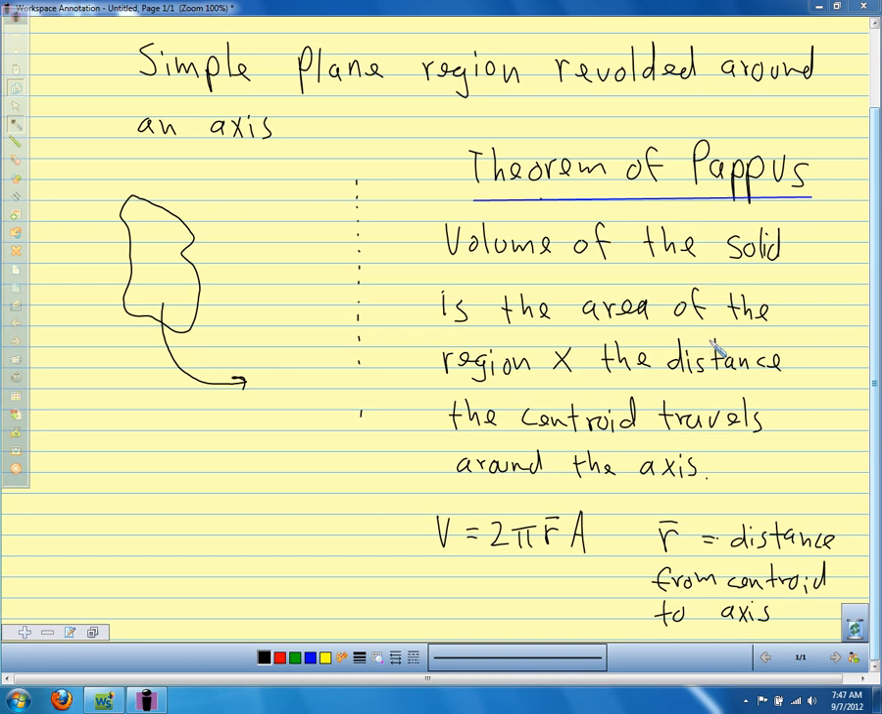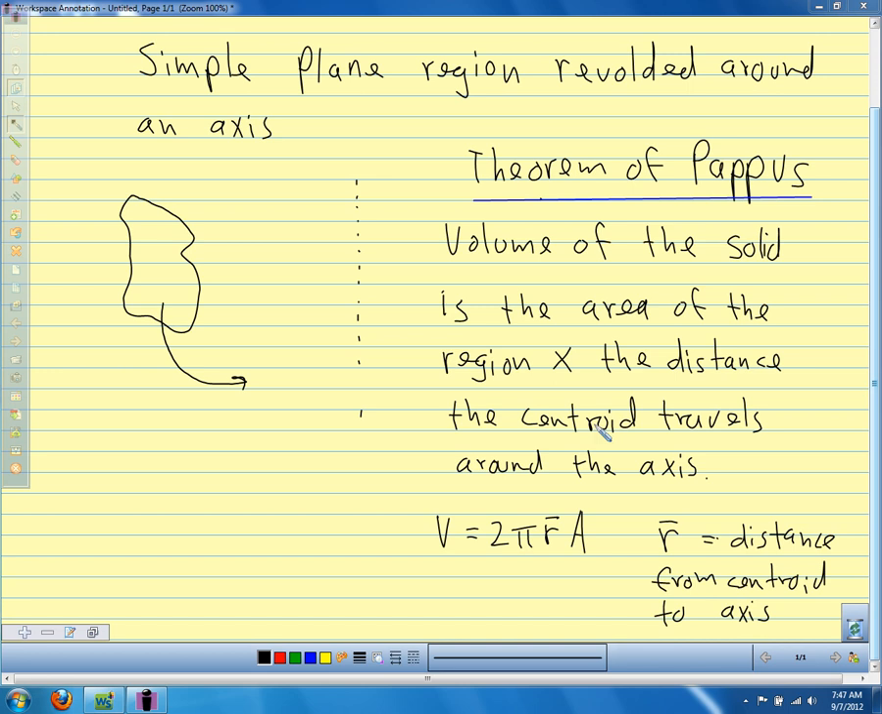Pappus, you also hear him referred to as Pappus of Alexandria. He lived in around 300 BC. So he came up with this theorem in around 300 BC before calculus was even, well, they were working on ideas that were related to calculus, but integrating was something that was so far off away from the horizon that they couldn't even really imagine it then. So I find that really interesting.